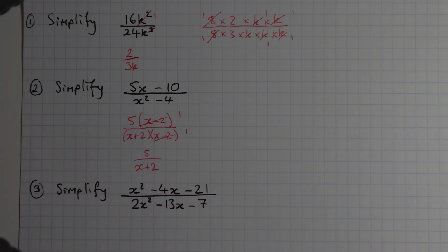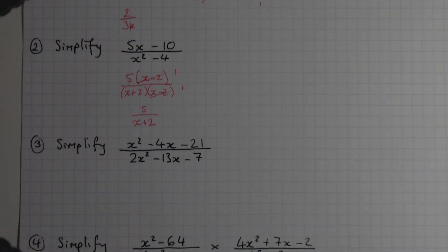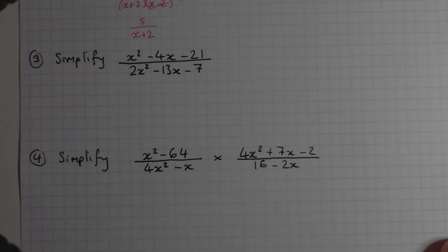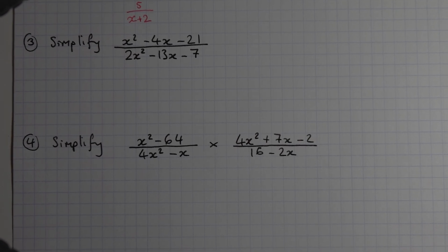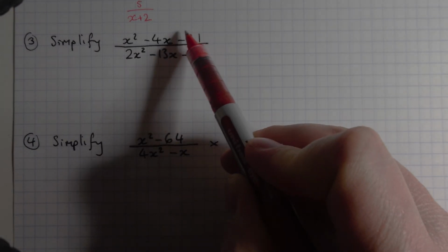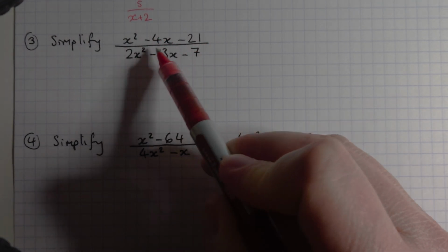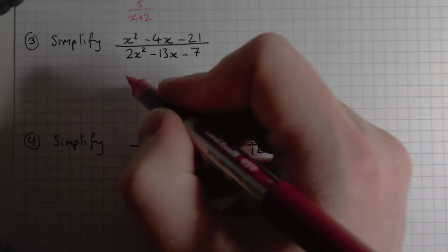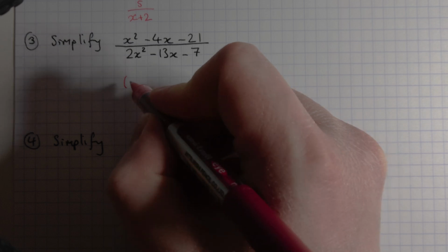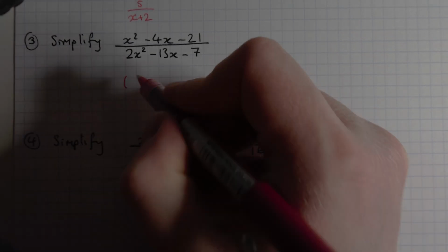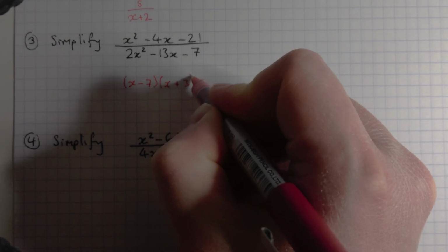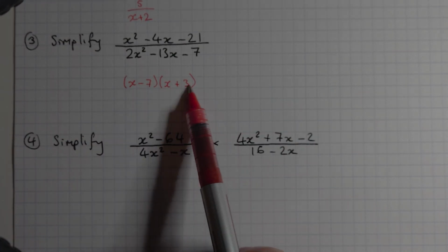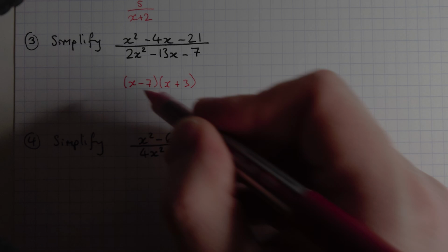Okay? Right, number 3, these are just harder factorisations basically, but it is still the method to factorise everything in sight. So on the top, two things that multiply to make minus 21 but add to give minus 4, 7 and 3 with some sign. So what's that going to be? x minus 7 and x plus 3. Okay, they're the pair that multiply to give minus 21 but add to give minus 4.